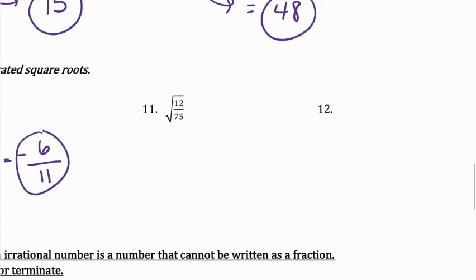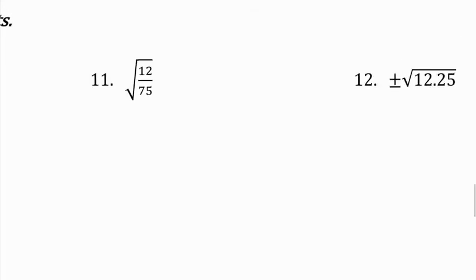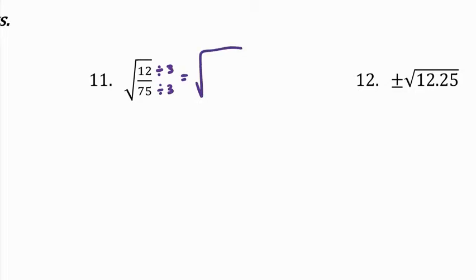All right, our next one, we've got 12 over 75 inside a square root. Now again, we can split those up, but neither of these are perfect squares. 12 and 75, those are not perfect squares, so that may not help us very much right now to split those up. What else I notice is that 12 over 75, I can reduce that fraction. Those are both divisible by 3, right? So I'm going to divide top and bottom both by 3. Keep it inside the square root because we haven't done that yet.